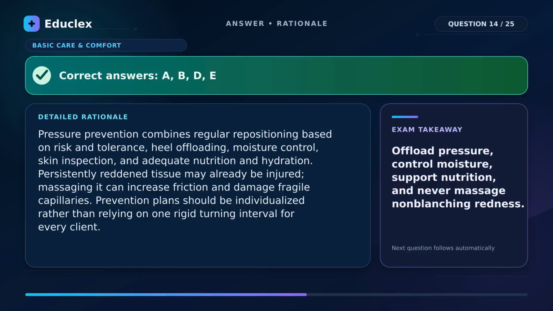Persistently reddened tissue may already be injured. Massaging it can increase friction and damage fragile capillaries. Prevention plans should be individualized rather than relying on one rigid turning interval for every client. Exam takeaway. Offload pressure, control moisture, support nutrition, and never massage non-blanching redness.